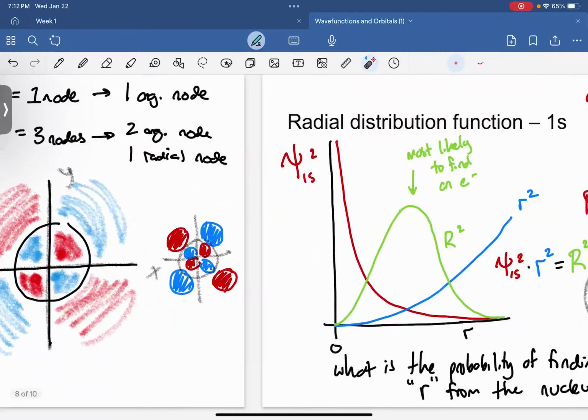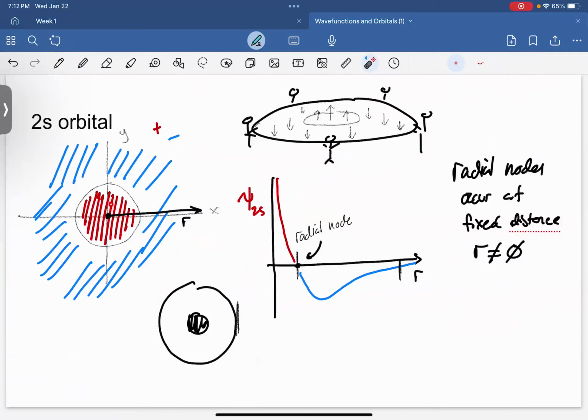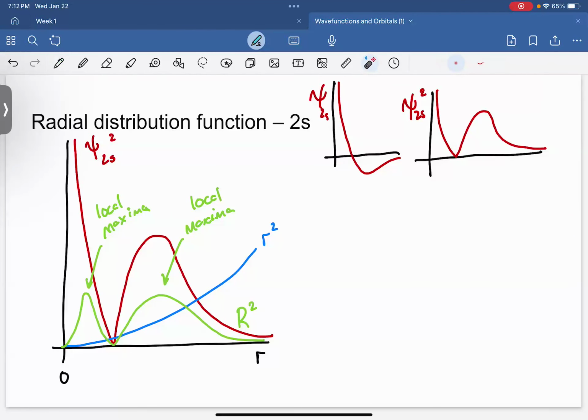And that matches our intuition from drawing a 2s orbital, where it's likely to find it in here, then there's a node, and then it's likely again. But the radial distribution function actually quantifies that to a degree. And this is going to be very important when we talk about shielding, which I hope to do on Friday.